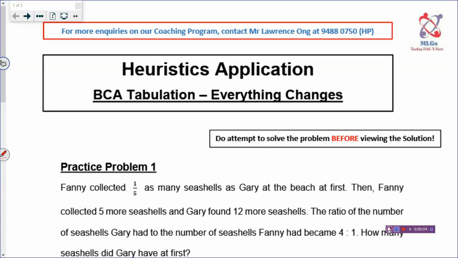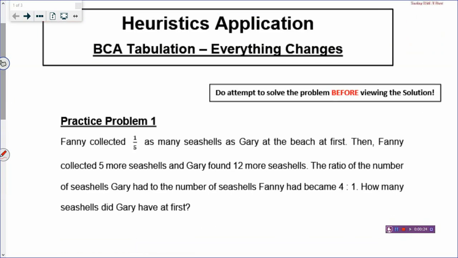Now, today we are going to look at BCA tabulation. Everything changes. So what exactly is BCA tabulation? It is a method that we use to solve before and after problems. So it replaces model drawing, which means that you actually take a shorter time to solve the problem as compared to trying to draw the model. So let's look at question 1 and see how we apply this method onto this problem.